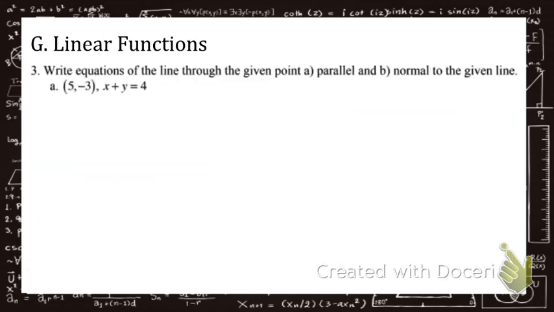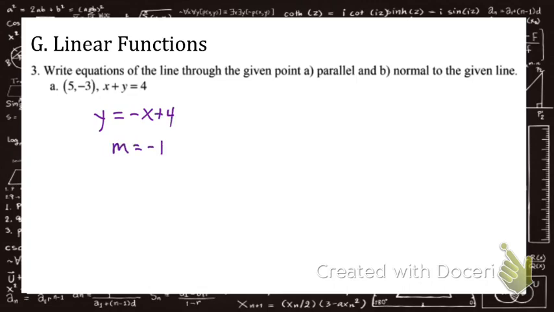For this linear function, it says write the equation of the line through the point that's parallel and then one that's normal. So a parallel line would have the same slope. First of all, if I want to find the slope of this line, I need it in slope-intercept form. So that's going to be y equals -x plus 4. So the slope would be -1.